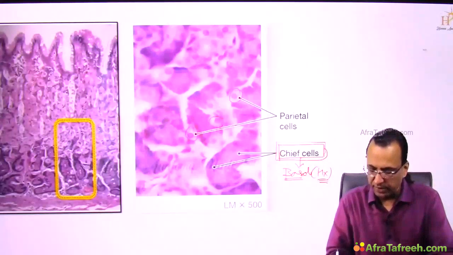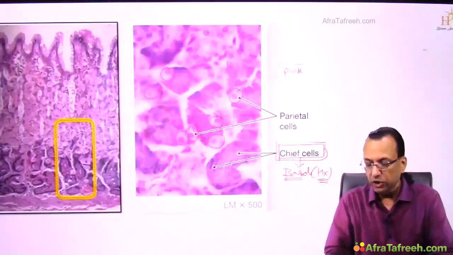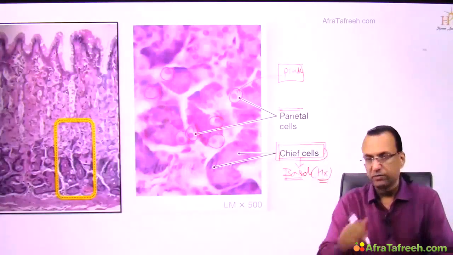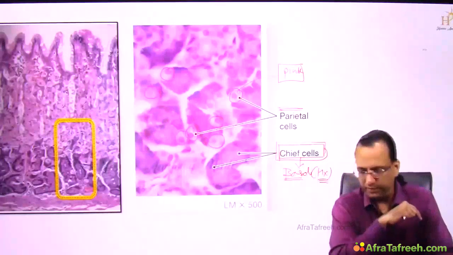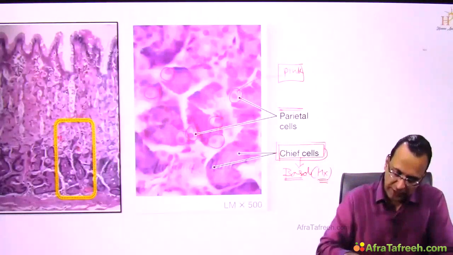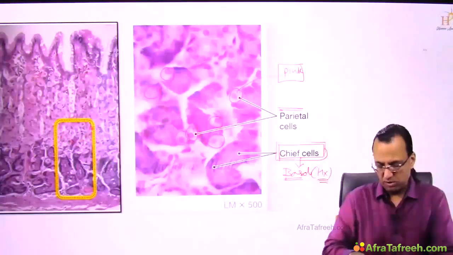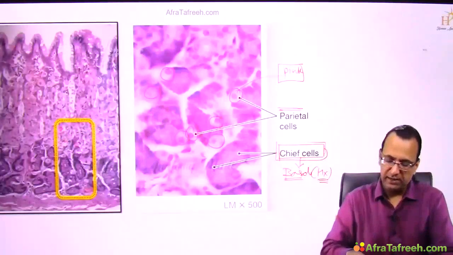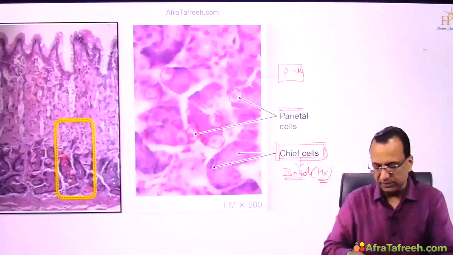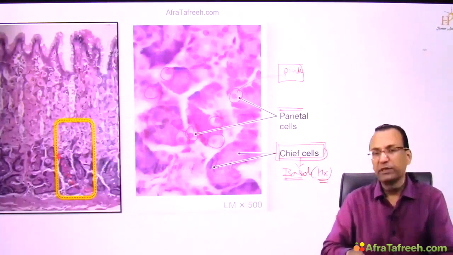This is all parietal cells. Parietal cells are pink in color. Parietal cells are in the upper half of the gland, chief cells are in the lower half of the gland. So whatever you see here, this is all the parietal cells secreting HCl. That was our question: who is secreting HCl? These cells, because chief cells are secreting the pepsin enzyme.